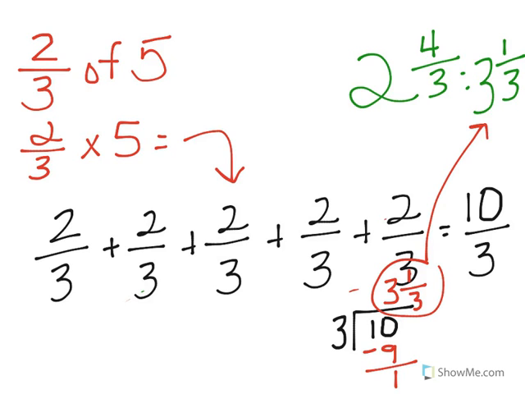So we just showed it with repeated addition and our pictures. In this case, we showed 2 parts. 2/3 of 5 was really 2 parts, whereas 1/3 of 5 was 1 part when we went through and divided everything up into 3 pieces.